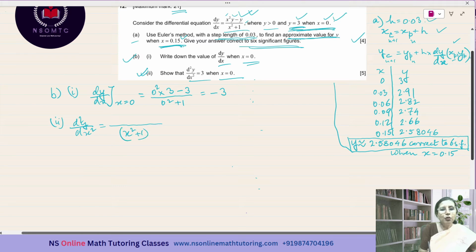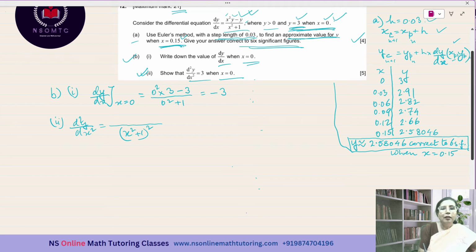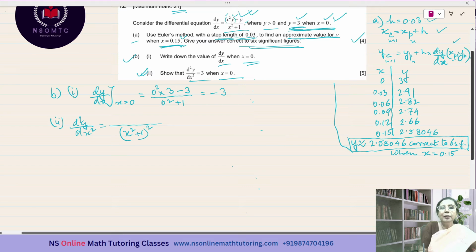X square plus 1 whole square, and then I have to differentiate the numerator, which will again need the product rule. So it is 2xy, not minus, sorry, plus x square and dy by dx. Derivative of y with respect to x is dy by dx, minus y, so it is minus dy by dx.